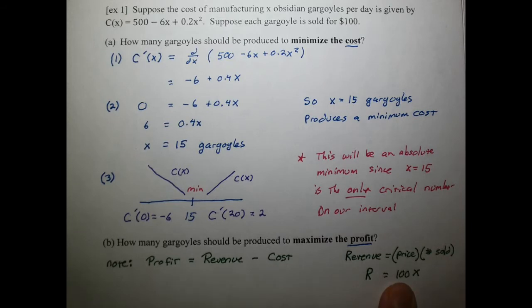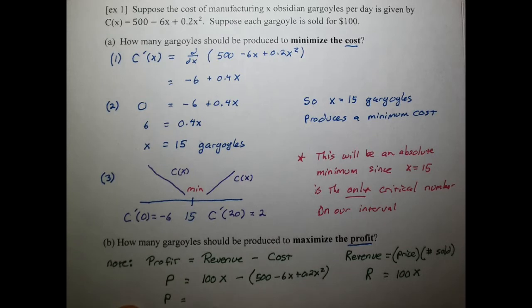So we have a revenue function, which means our profit would be 100x, because that's the revenue, minus the cost, which is already given to us. So minus 500 minus 6x plus 0.2x squared.